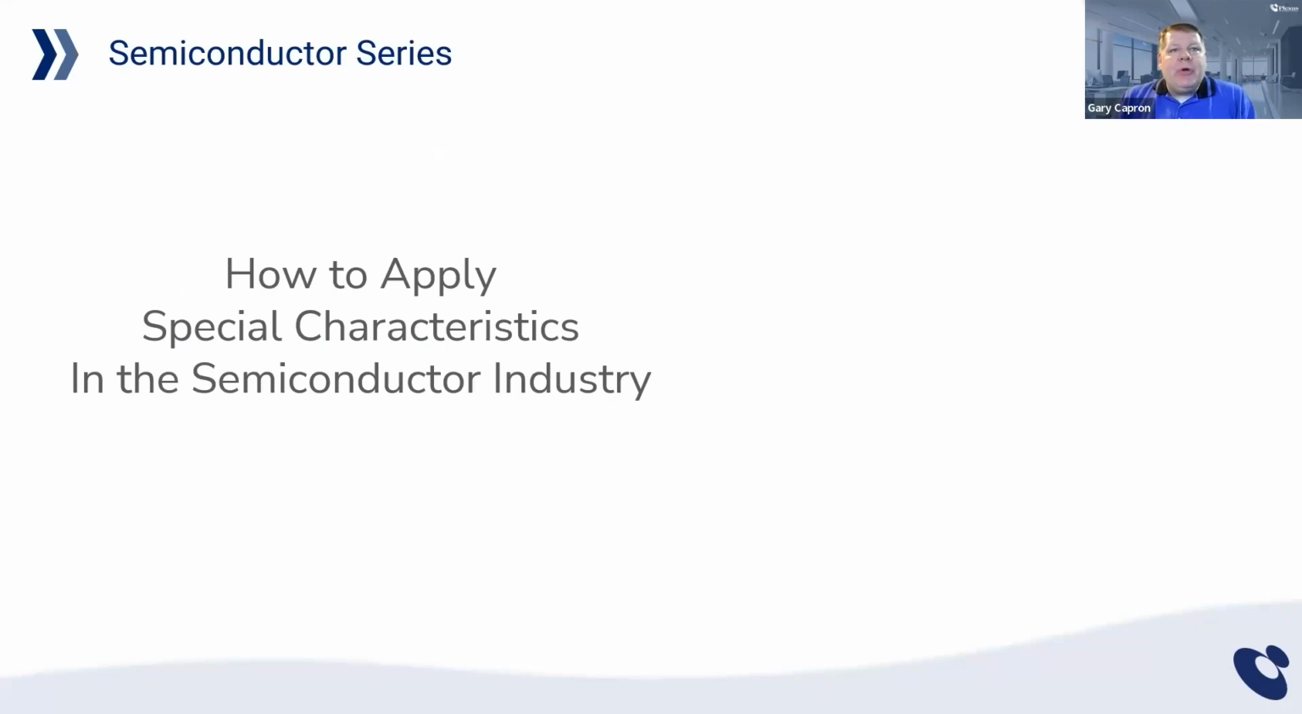This one is about how to apply special characteristics. As a trainer, this is perhaps the most common topic that I get asked about. Special characteristics can be a confusing concept, and to complicate things even more, there are some manufacturing processes and industries like the semiconductor industry that have certain attributes that can make special characteristics even more confusing to understand and apply. Hopefully this short video will begin to break down some of that confusion.